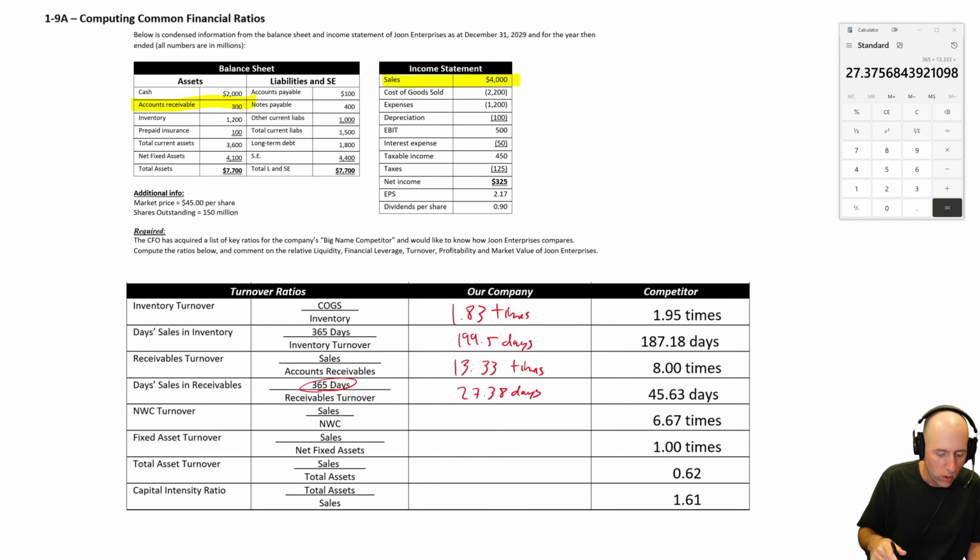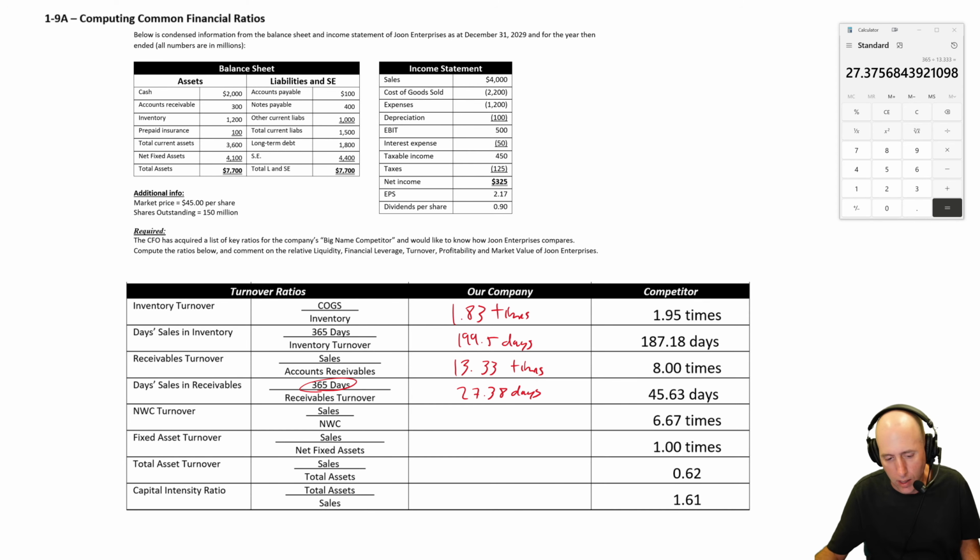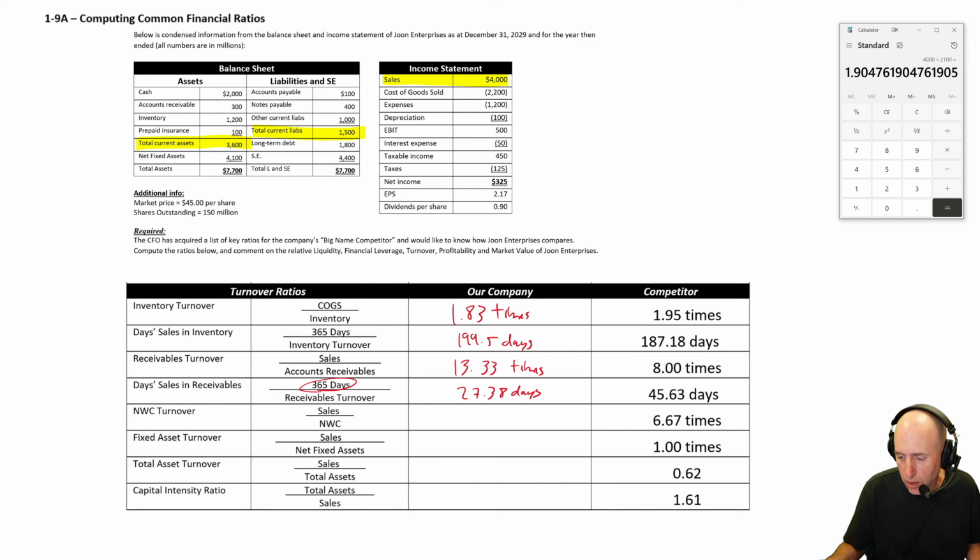Sales divided by net working capital. So let's see how we do here. Sales 4,000. Net working capital is again current assets minus current liabilities. So 3,600 minus 1,500 is 2,100 as my denominator. My numerator is 4,000. 4,000 divided by 2,100. Bigger is going to be better here. 1.905 times for us, and our competitor 6.67 times.